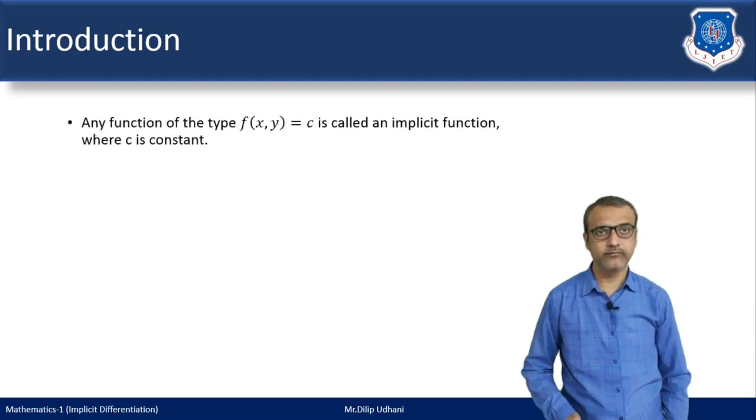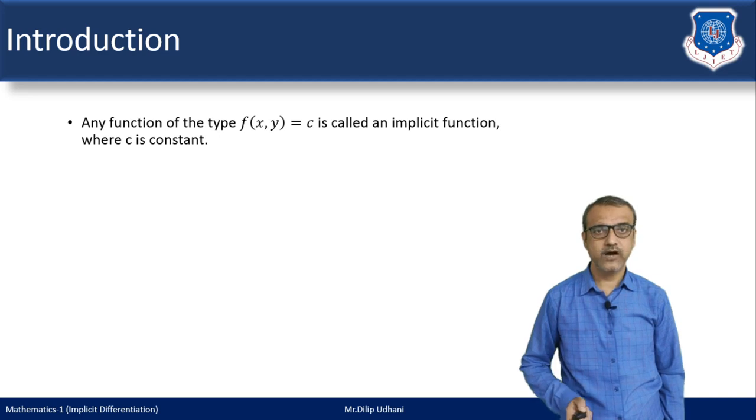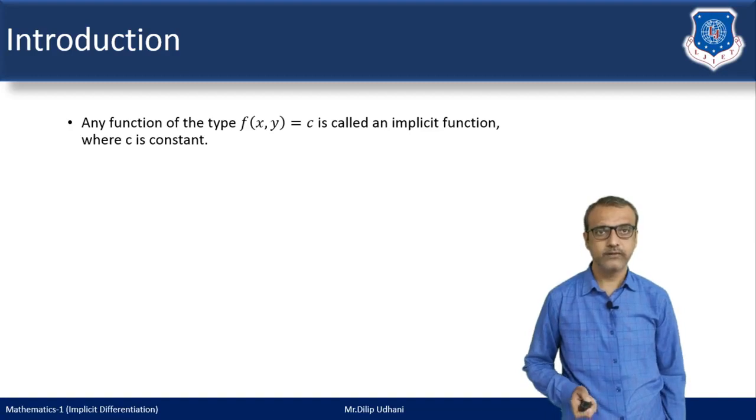Any function of the type f(x, y) equals c is called an implicit function, where c is constant. For example, if you have been given the function x square plus y square equals 4, this is of the form f(x, y) equals c where the value of c is 4. So this is an example of an implicit function. You can find the derivative of an implicit function using ordinary derivatives also, but here we will see how to find the derivative of an implicit function using partial derivatives.